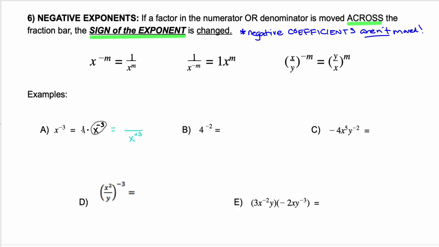Now, what stayed in the numerator? The 1 we never touched, we never circled it because it did not have a negative exponent, so that stays in the numerator. So then we can simplify this as 1 over x to the third power. And that is our simplification.